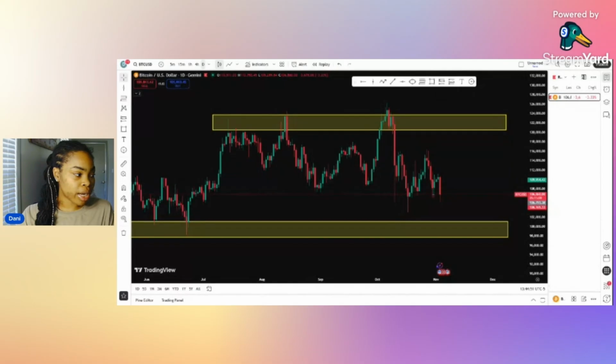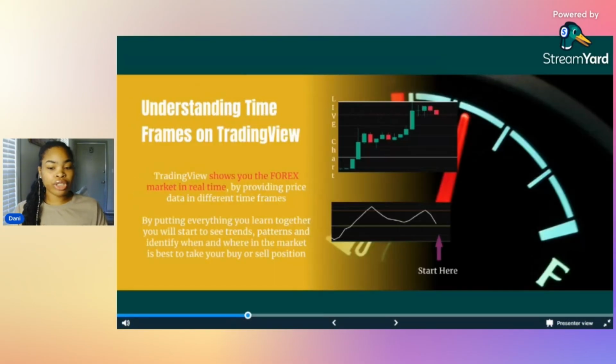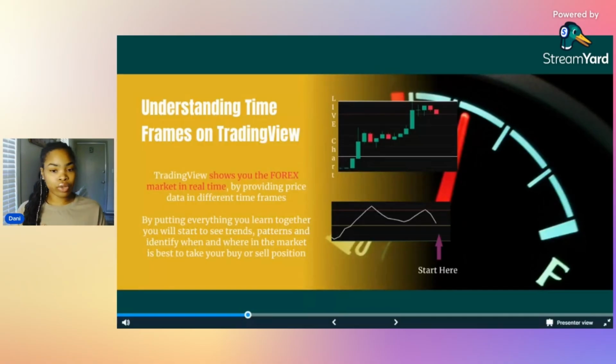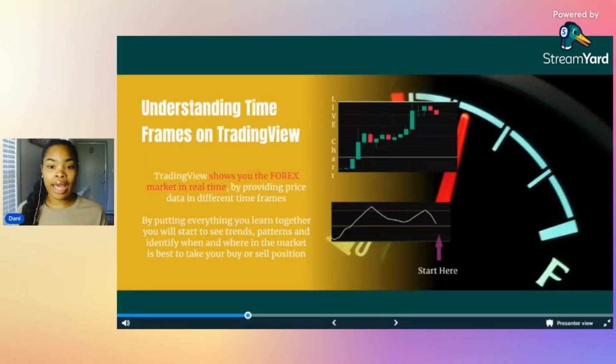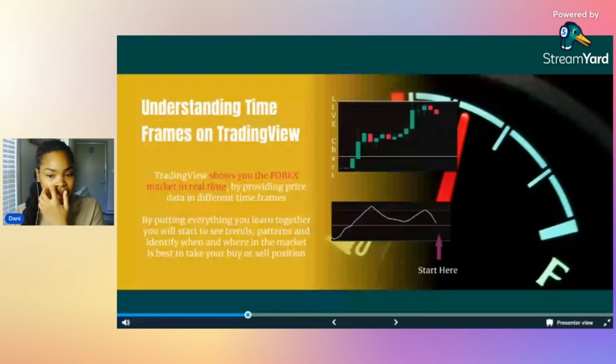Why are time frames important? In order to understand time frames on TradingView, I need you to understand that TradingView is simply just a display of price data. So you can take a screenshot of this, you can write it down in your notebook. I highly recommend having a notebook so you have all of the important information in one place.